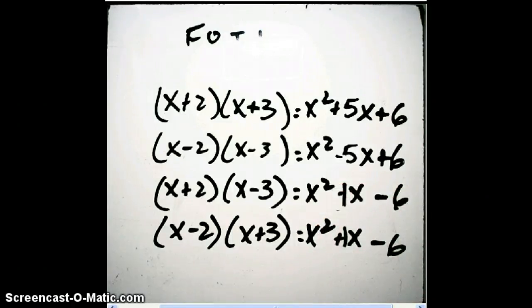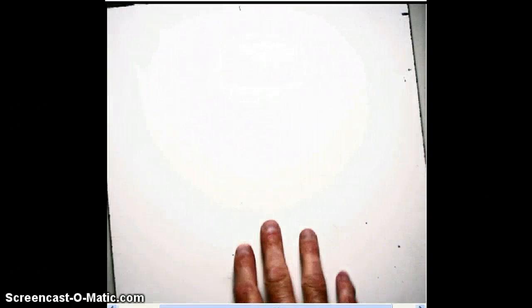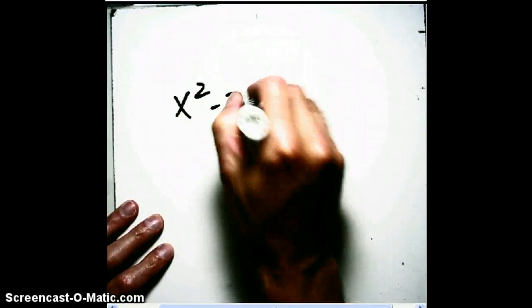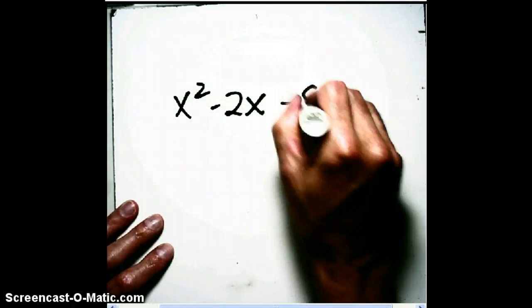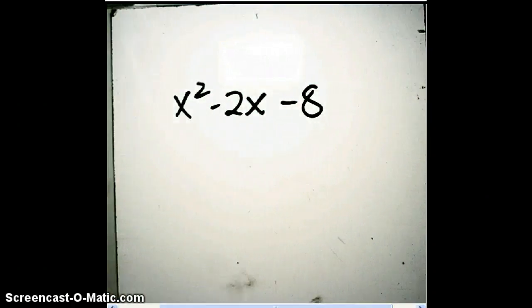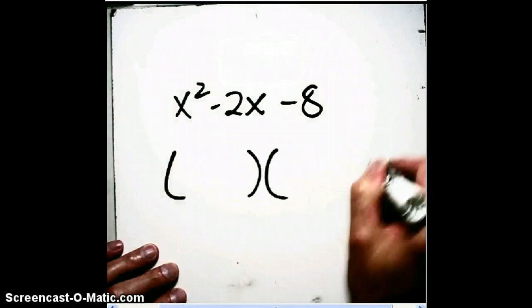And now the last thing that I want to talk about is factoring. So I'm just going to come up with a problem. Here you go: x squared minus 2x, let's just say minus 8. And so what we're doing is we're working backwards. I'll try to find the two binomials.